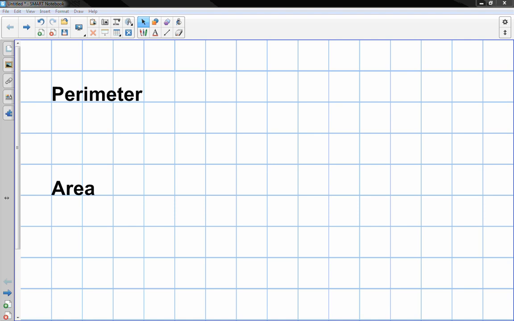Hi, this is Mr. Knowles, and this is going to be a mini lesson about perimeter and area using our little notebook that I sent home with you. So let's get to it here.